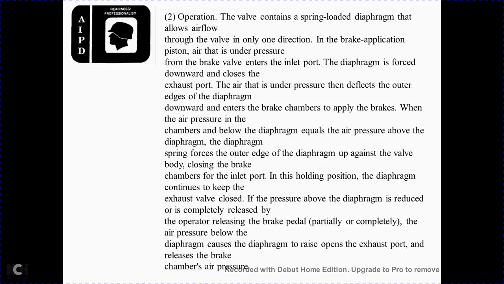Operation of the valve: the spring load of the diaphragm allows air through the valve in one direction. In the brake application position, air under pressure from the brake valve enters the inlet port of the diaphragm and forces it down to close the exhaust port. Air under pressure deflects the outer edge of the diaphragm downward to enter the brake chamber.